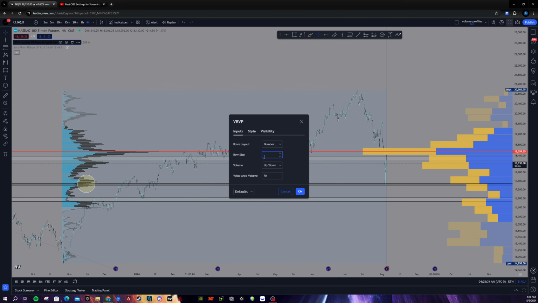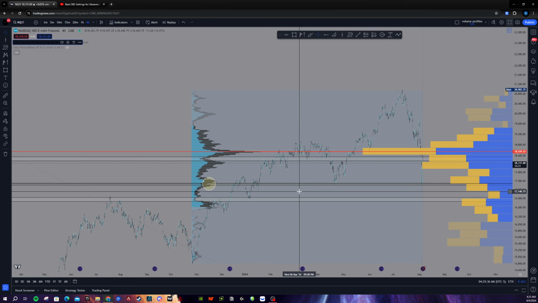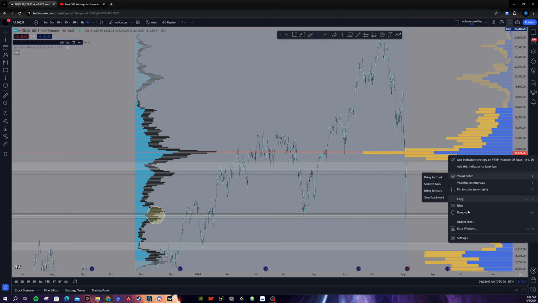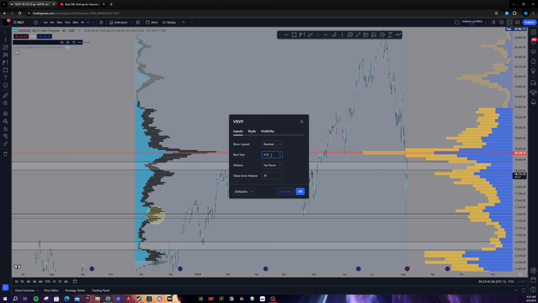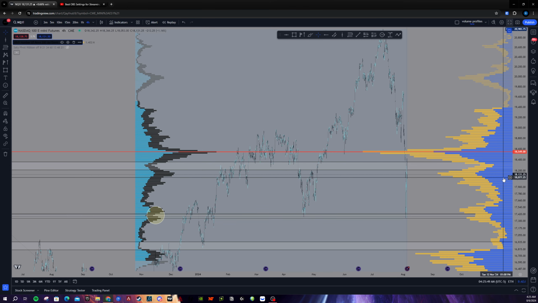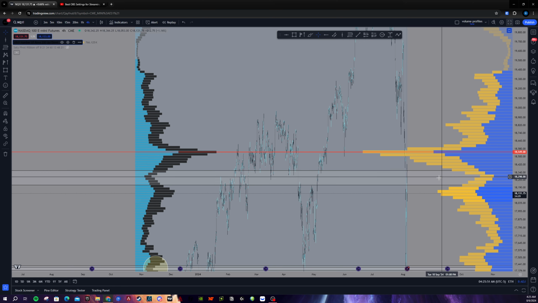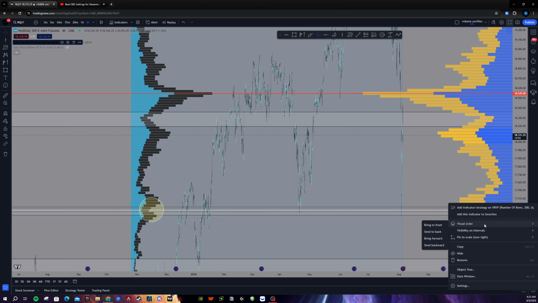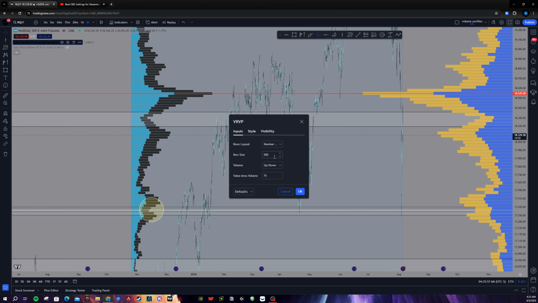I guess I could change the row size, but the issue is this is always going to move around. Yeah, I guess it does get that low volume zone. You can use VRVP, I just don't recommend it. I'm not the biggest fan of it personally. I like being able to draw mine. You could see this is a low volume zone, this is a low volume zone, but you're not going to catch all of it because the TradingView one is not super accurate.